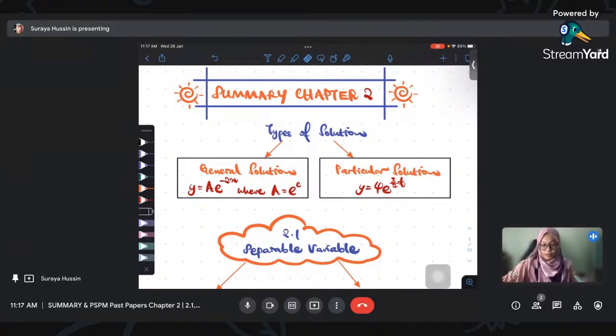Bismillahirrahmanirrahim. Welcome to chapter 2, differential equation. Ataupun kita panggil dia sebagai first order differential equation. First ODE. Tajuk penuh dia adalah first ODE. Let me write it down. First ODE ataupun first order differential equation.